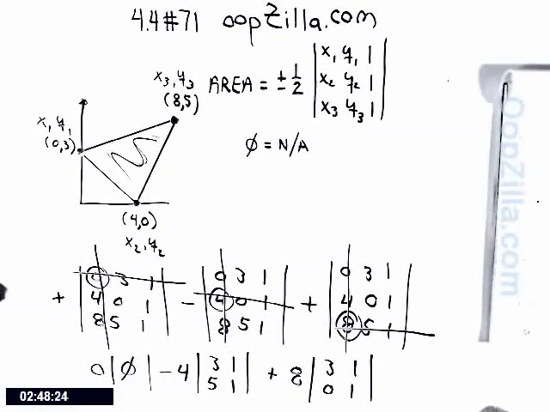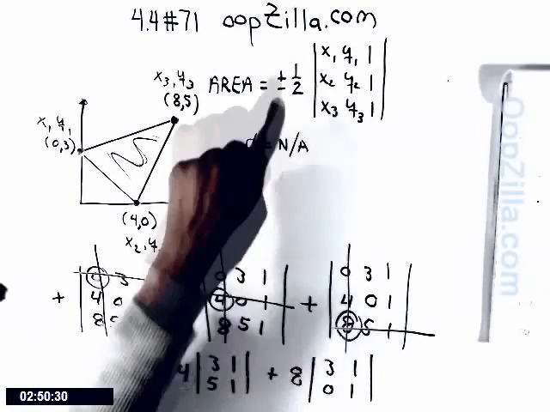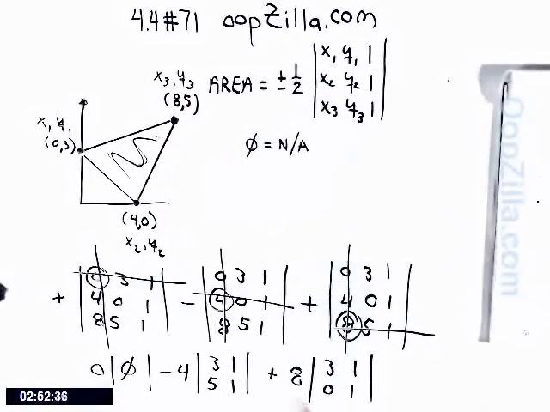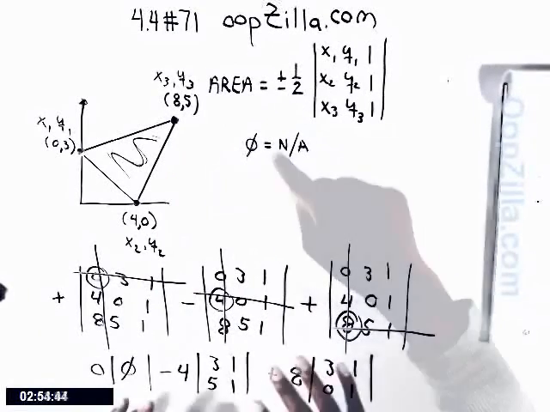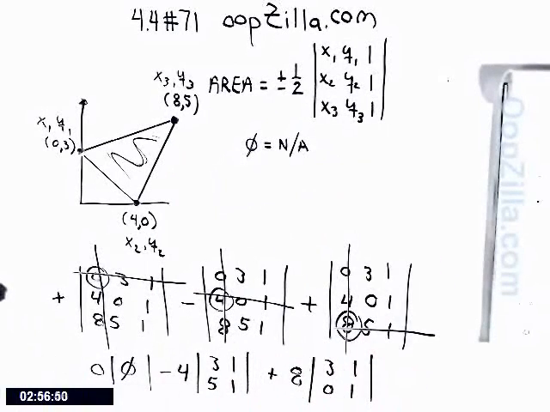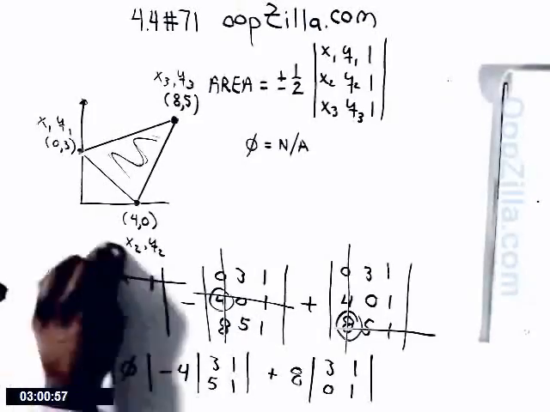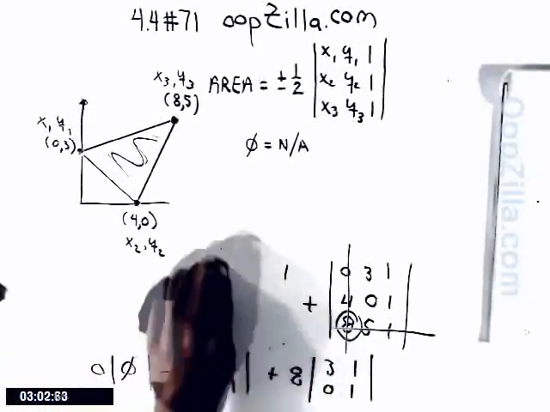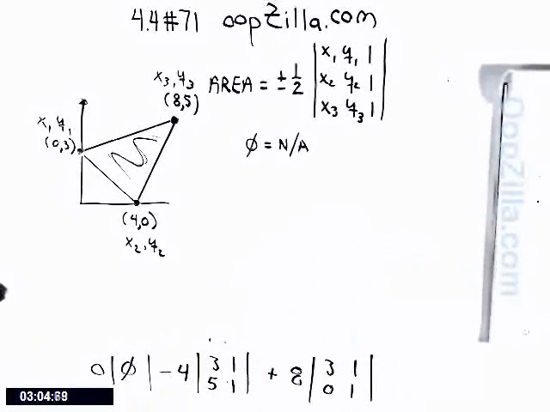And don't forget, I have a 1/2 sitting out there too. This plus and minus 1/2 comes into effect depending on what answer you get, because you know area can't be a negative unless it's a black hole or something like that. So what I'm going to do is erase this to give myself some space up top so I won't have to do this over.